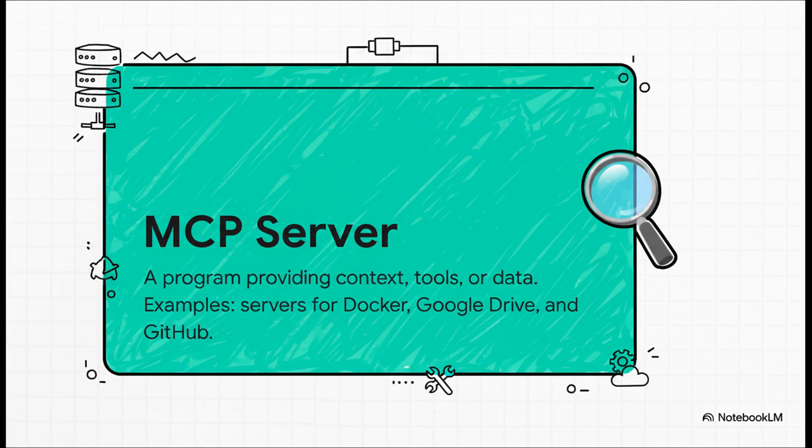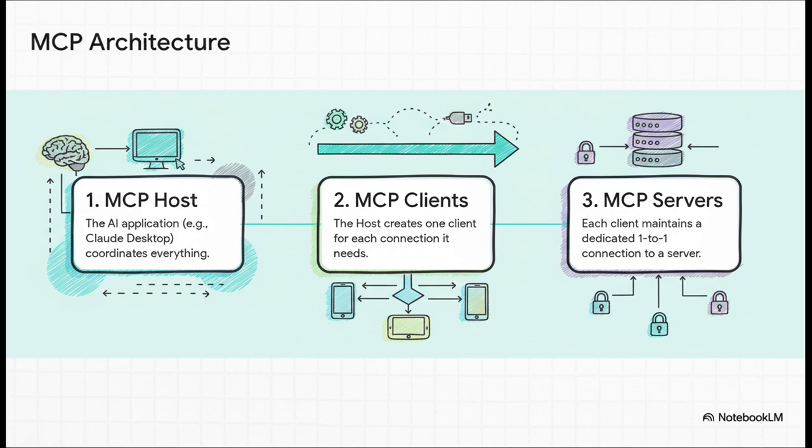And of course, that plug, the client, needs a socket to go into. That's the server. The server is the program that's actually offering the tool or the data the AI needs, whether it's access to your Google Drive, your local files, or another application. So when you put it all together, it looks like this. You have one host, acting as the brain, managing all these different connections. Each connection is a clean one-to-one link between a client and a server, and the best part is they're all speaking the same language. No more custom code for every single link.